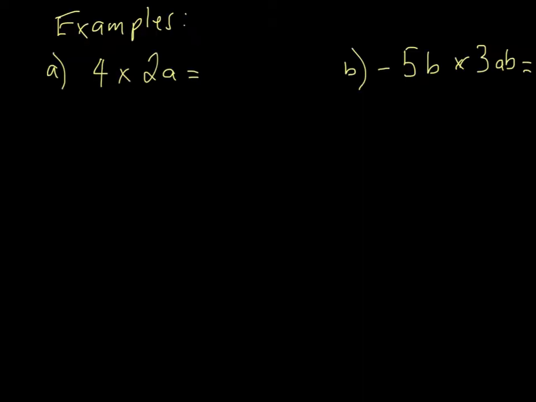Okay, so we have 4 times 2a, and there it's just 4 times 2, which is 8, and then we have the a. This next one, negative 5b times 3ab. So we've got a negative times a positive, so I know it's going to be a negative. 5 times 3 is 15. Then we have a, and b times b gives us b squared, okay?